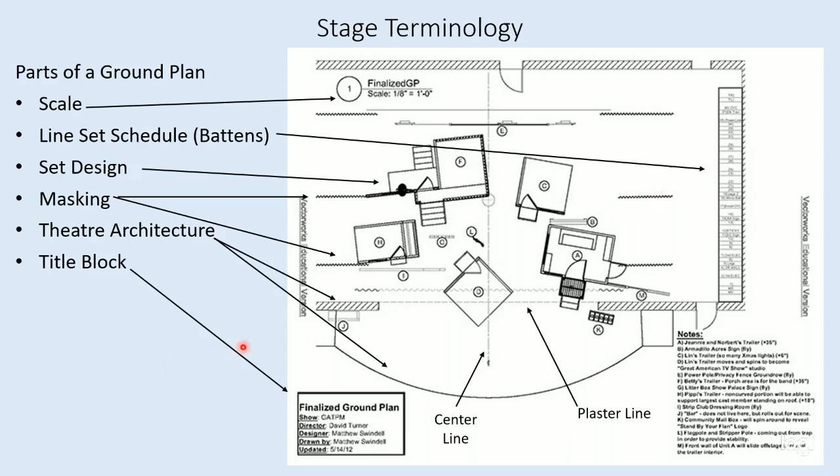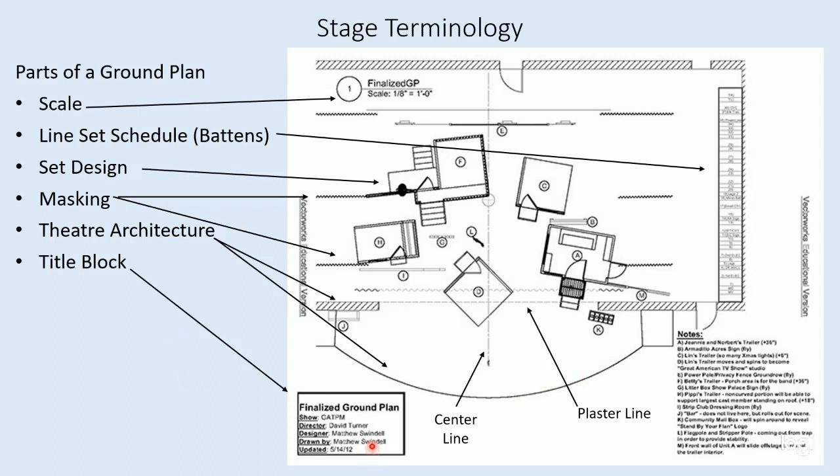Theater architecture. This hashed line, or this hashed rectangle with these diagonal lines through it, means that that's a solid brick or masonry or plaster wall. Right? So that's the wall of the theater. So this is the edge of the proscenium. Here is the other edge of the proscenium, and then this is our primary playing space, and this is our apron out here.